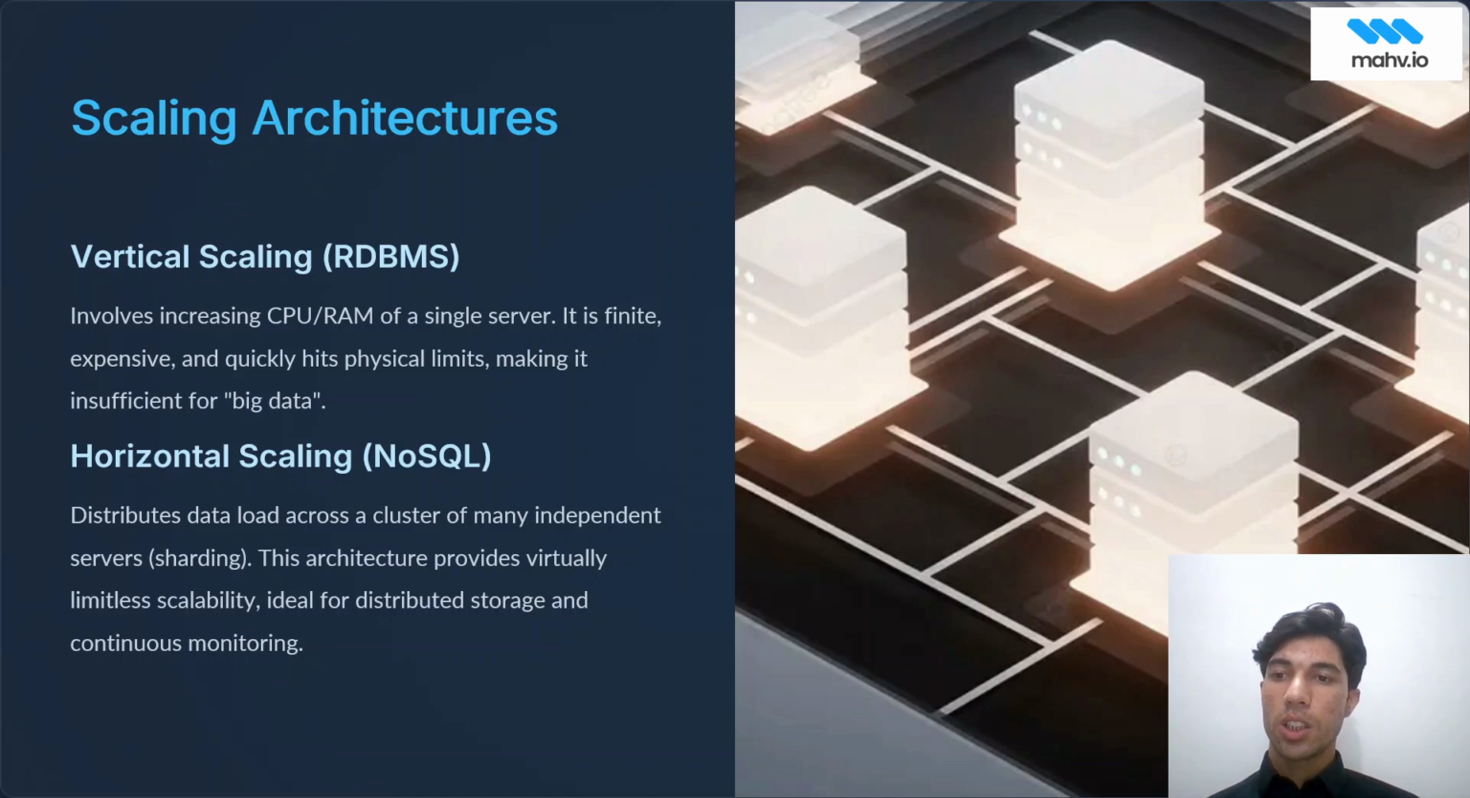On the other hand, NoSQL uses horizontal scaling, in which we distribute the load across a cluster of many independent servers, and these servers are called shards. This process of distribution is called sharding, and it's ideal for distributed storage and continuous monitoring.